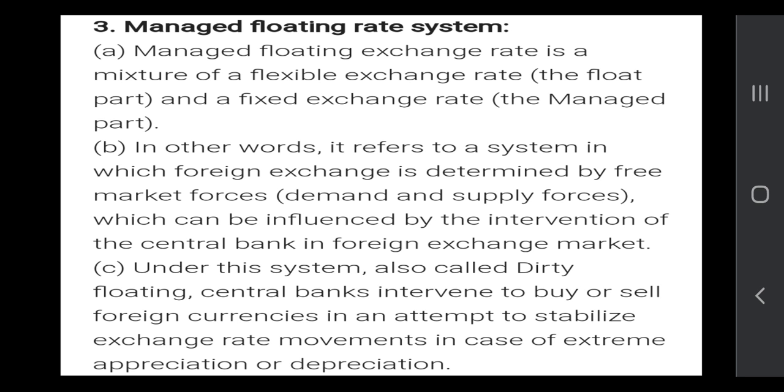So this is the mixture of both. This managed floating is also called dirty floating, because the central bank interferes to manage our domestic currency with the foreign currency. So this is managed floating, how domestic currency is managed in the international money market, and it is also determined by free forces of demand and supply.